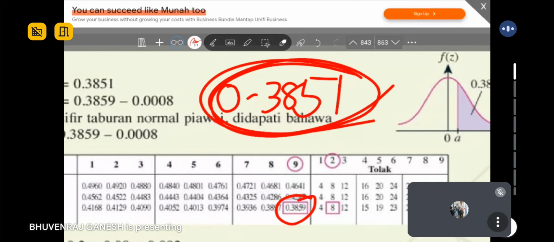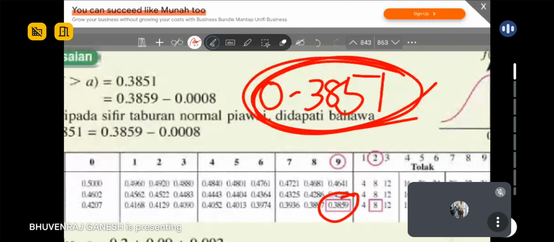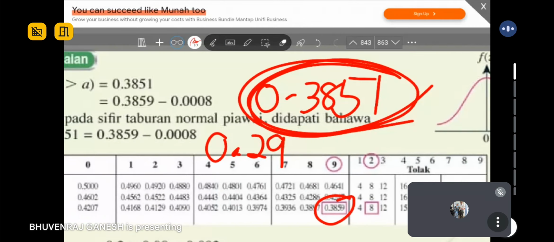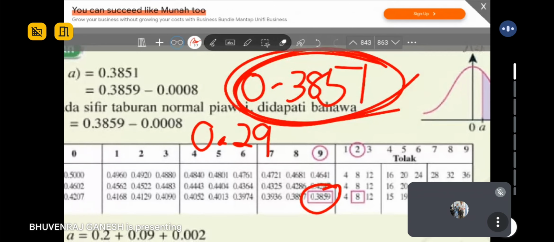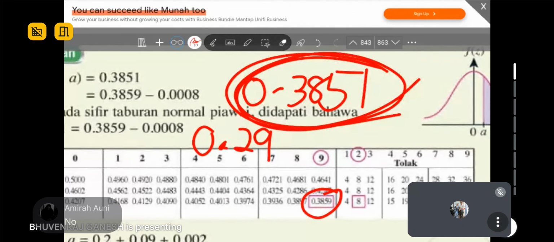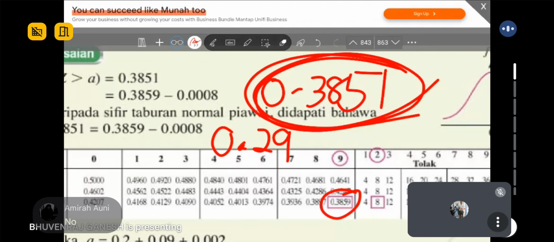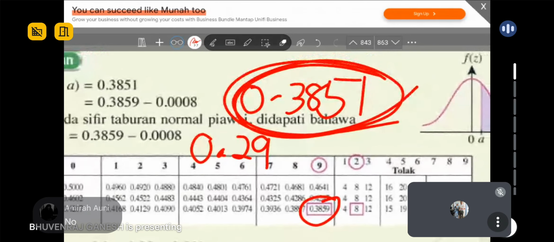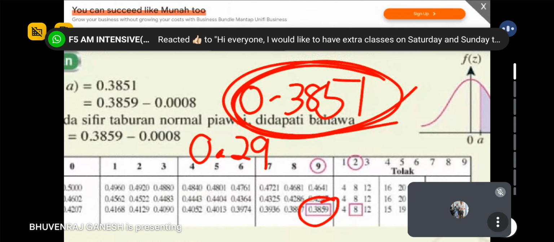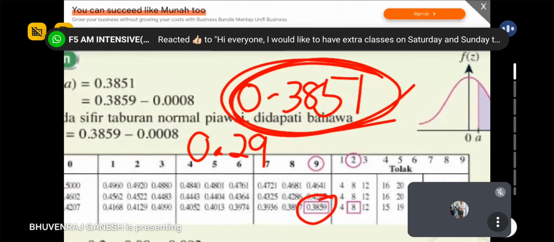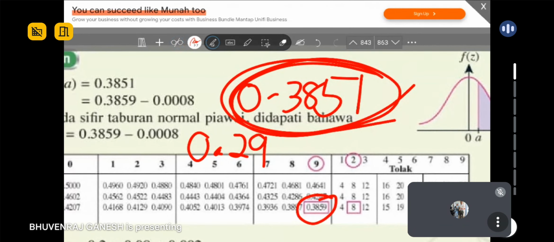Okay? Tapi boleh tak saya kata jawapan saya 0.29? Settle. Is it correct? Yes or no? Sebab saya tengok 0.29. Is it correct? Yes or no? Okay, very good. You must actually remember that you must consider the third decimal place. Kamu kena tengok tempat perpuluhan yang ketiga.